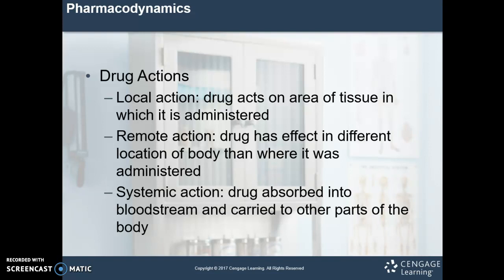For remote actions, maybe you did a nerve block. You're having pain in your hand, but you have to block the nerve that runs to your brainstem in order to block the pain. Systemic action is where the drug is absorbed into the bloodstream and carried to other parts of the body. This can be a number of different drugs. Most of the drugs I can think of are systemic action drugs, such as antibiotics, when we have maybe a body-wide systemic infection and we need to treat it in very, very sick patients.